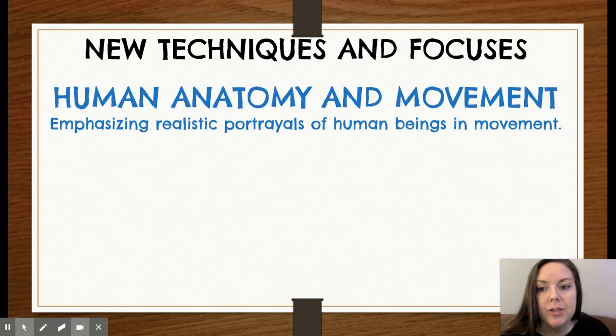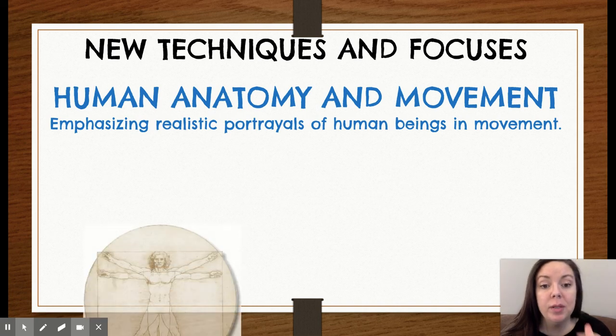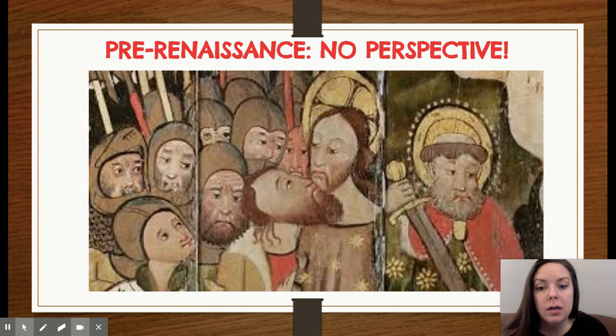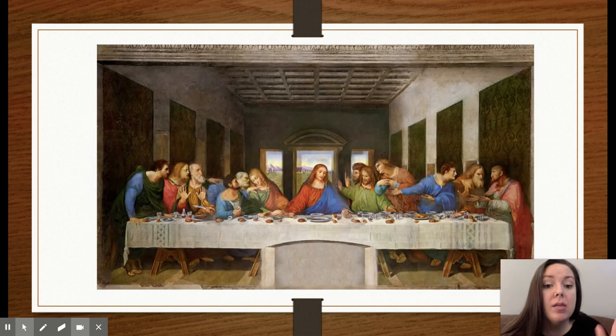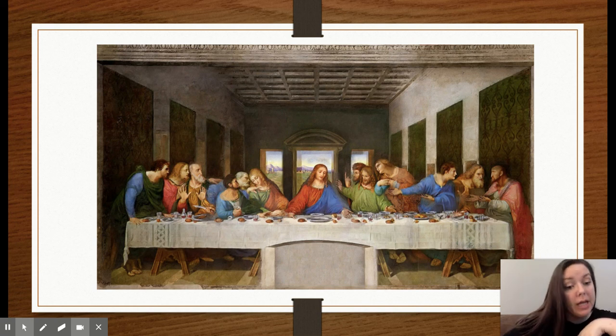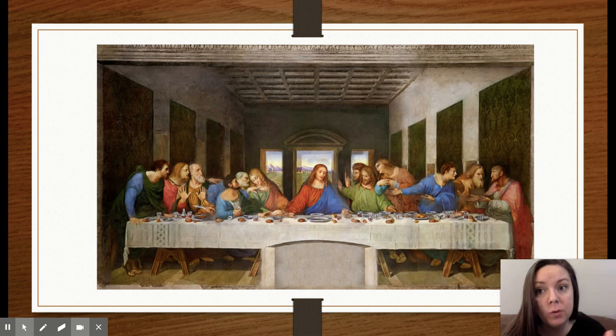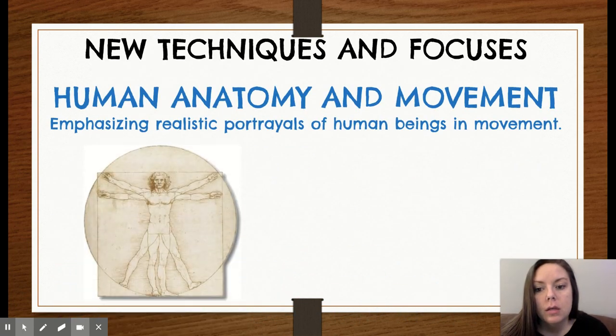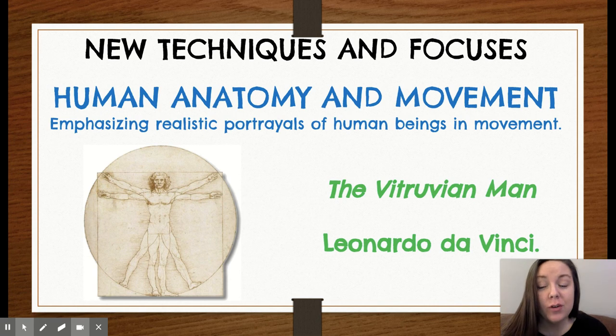All right, another new technique was focusing on human anatomy and movement, emphasizing realistic portrayals of human beings as they moved. If we go back to this painting before, you can see everyone's just standing still because they didn't know how to paint people moving. And then when we go to this Da Vinci painting, we see people in different poses because they have now figured out how to portray the human form in motion instead of just standing still. That sketch is called The Vitruvian Man by Leonardo da Vinci.